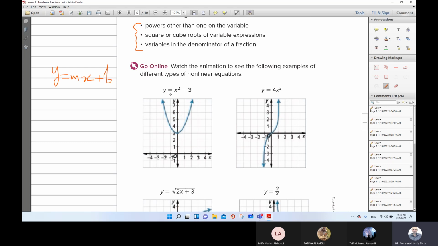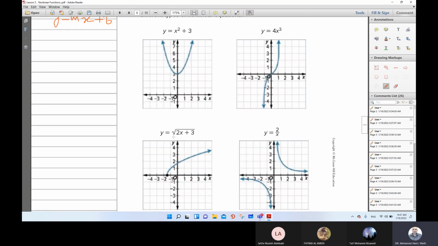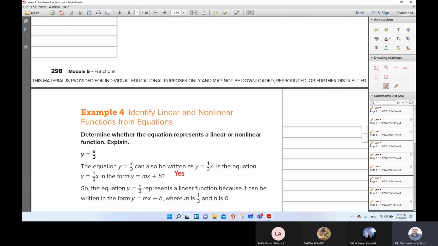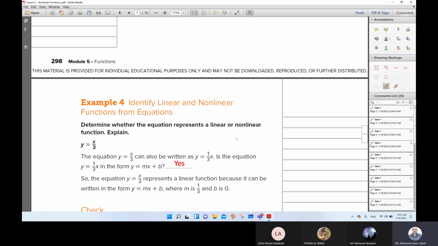Here we have this equation, but here we have a square. It's not the same, so it means non-linear. Here we have a cube in the equation, so it means non-linear. Here we have a square root, so it means non-linear. Here we have a fraction, but the denominator is a variable, so it means non-linear. Identify linear and non-linear functions from equations.